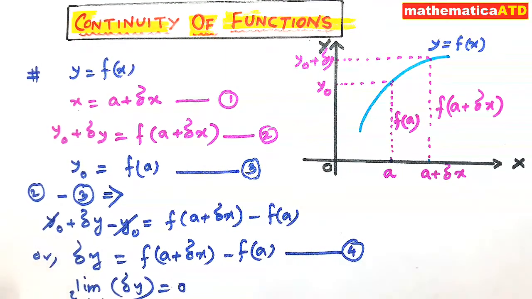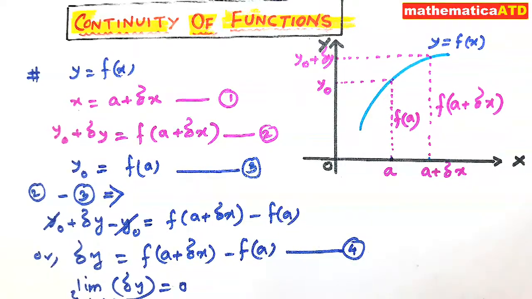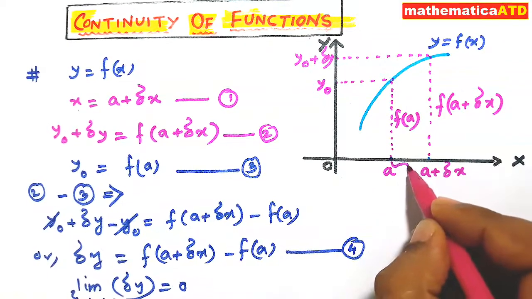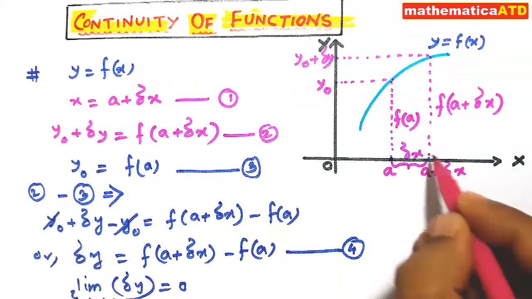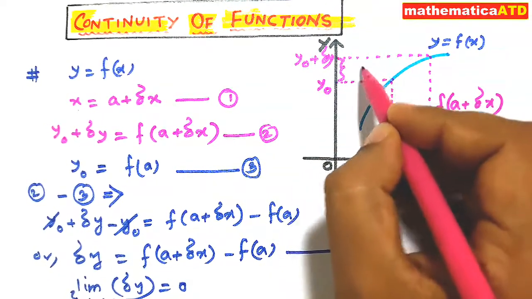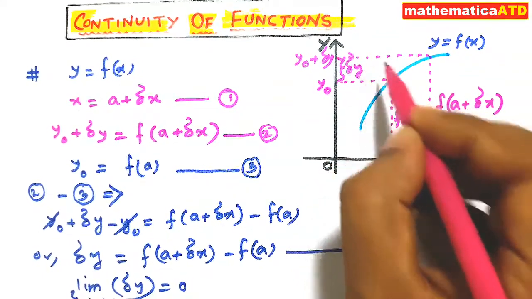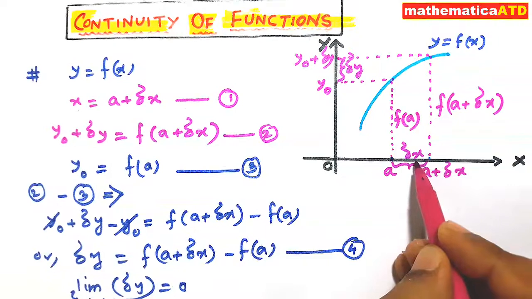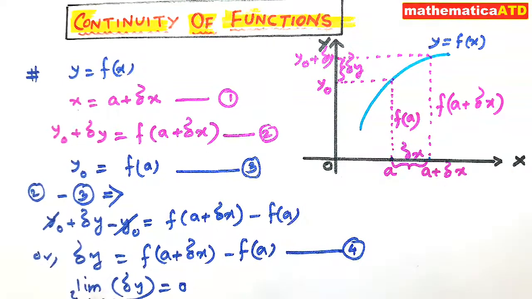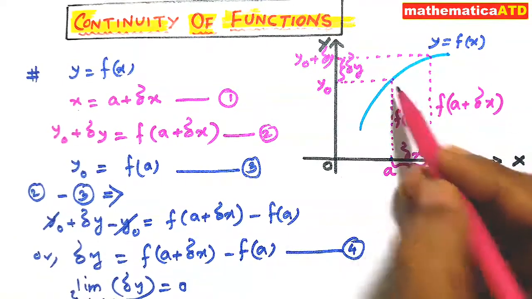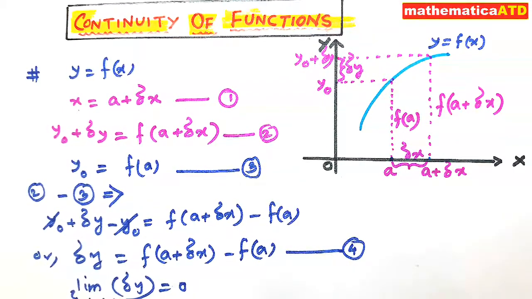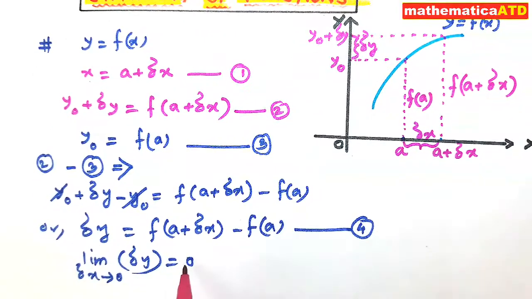Now friends, why do we write this one? This is important. You see that the change in the x value is delta x, that is the increment in x value, and simultaneously on the curve also we find that the change in y is also delta y. Now when delta x is tending to 0, then delta y will also tend to 0. For this, the function will be continuous at the given point x is equal to a only when limit delta x tends to 0 of delta y is equal to 0.